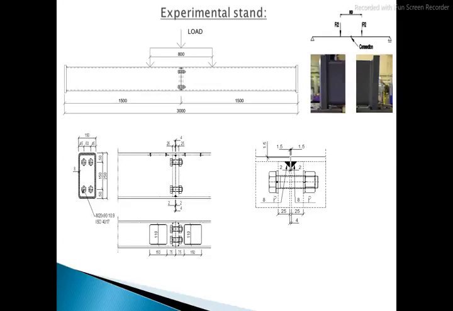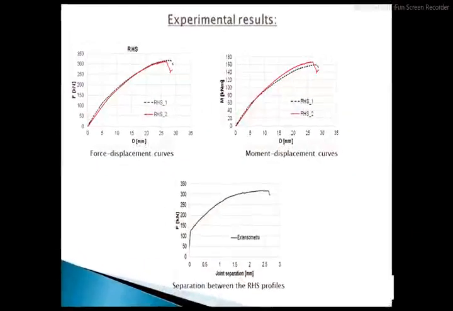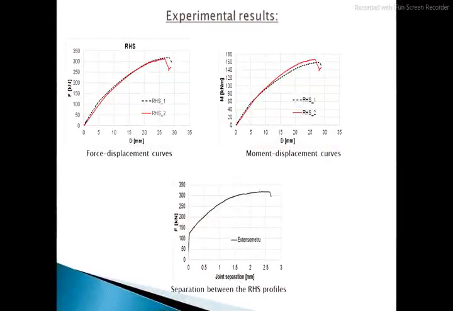A 4-point bending test was used for the load application on the two identical test specimens. The boundary conditions at the supports, as we can see on the right pictures, allowed free rotation of the specimen as well as free horizontal translations. The joint separation was determined using a 3D optical system based on a digital image correlation technique. Two gauges were defined on the tension side of the specimen, one on each profile. The results are as follows. The force displacement curves were recorded for the two specimens, the moment displacement curves, and also another important parameter was the separation between the RHS profiles.